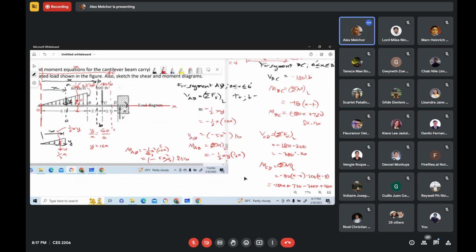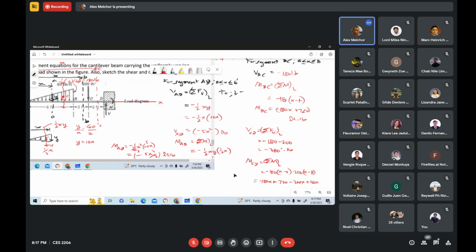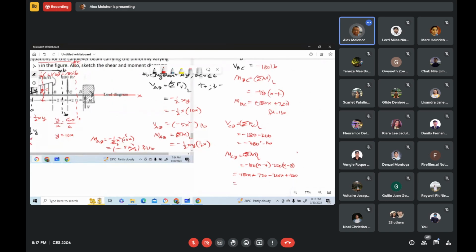So this gives us negative 380x plus, how much is this? 2, 3, 20. Is that correct? That's 2. 6 plus 7, 3 plus 1, 2. Okay. So this is now the moment equation for segment CD. This is in foot-pounds. Any questions?